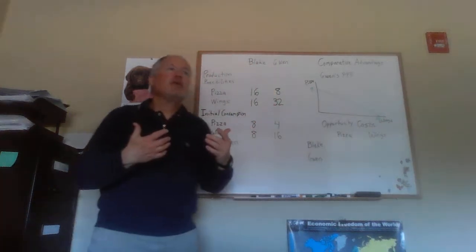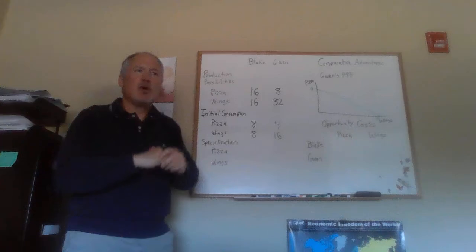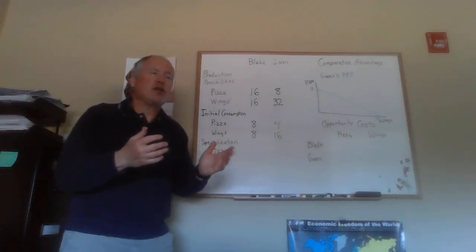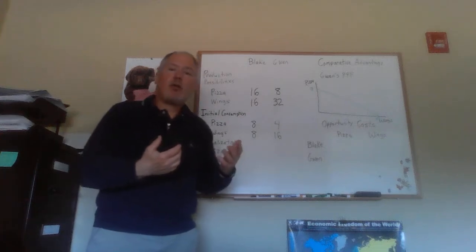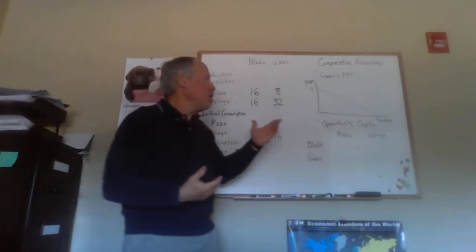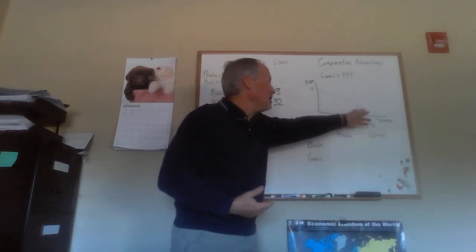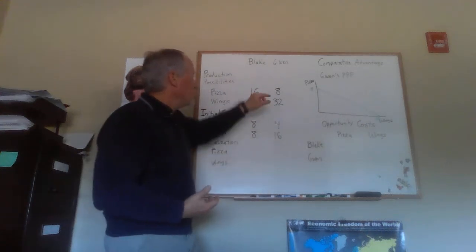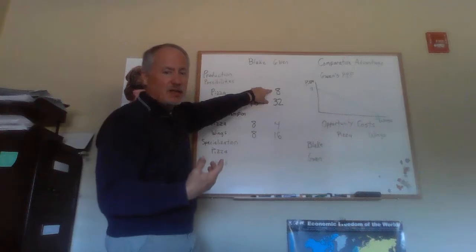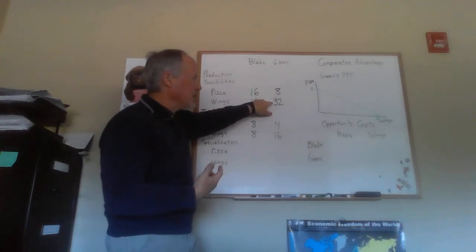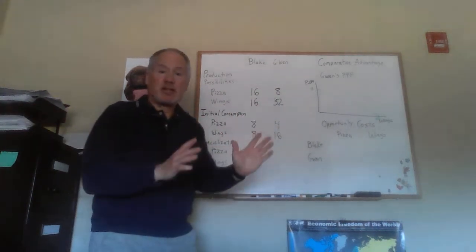And we're assuming that we don't have increasing opportunity costs, as I talked about in the video about the production possibilities frontier. We're going to assume we have constant opportunity costs. So you see that Gwen has a 4-to-1 ratio. In the time it takes her to produce one pizza, she could make 4 wings. And we're just going to assume that that's constant throughout.